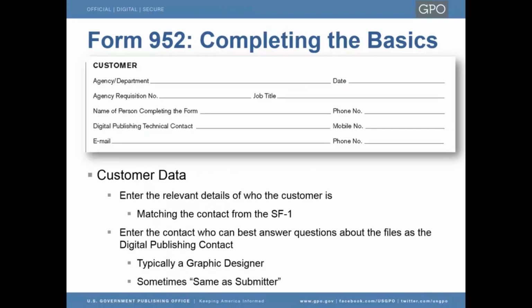In the customer contact fields, please complete the information regarding who is submitting the order. Typically, this will be the person who also completed the SF1 and is documented as the additional information contact on that form. In the digital publishing technical contact lines, enter the contact information for the person who can best answer questions about how the digital files are composed and structured. Normally, this person is a graphic designer, but may also be the same person who is completing the form and can be documented as same as submitter.